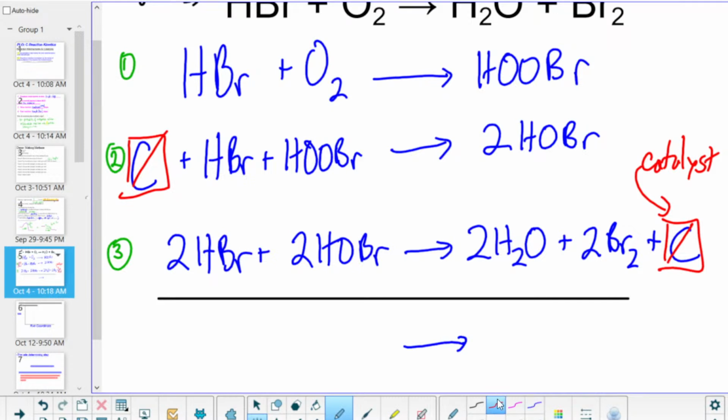You're going to have an arrow here. Let's do it together. What's something we could cancel? HOBr, HOBr. Oh wait, on opposite sides of the arrow. Oh, I get it now. So they cancel out. Wait, so then what about the HBr? What would you do with the HBr? Keep it.